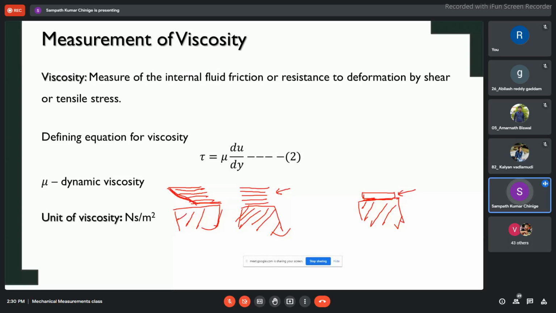The resistance force in between the layers as well as at the surface, we call it viscosity. And that happens in fluids, not in solids. Therefore, whenever you apply shear or tensile stress, the resistance to its deformation because of the internal fluid friction is measured and called viscosity. Any doubts up to this?